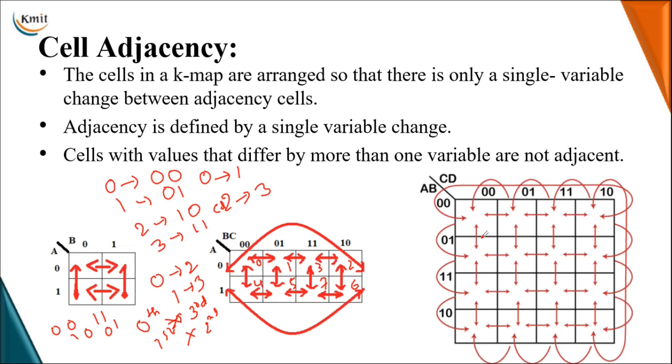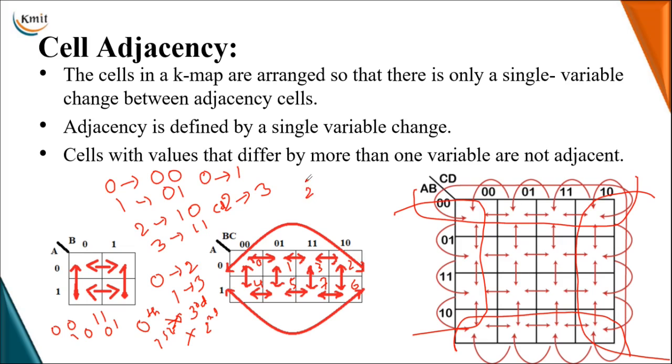The same manner applies for a 4-variable K-map. The topmost layers are adjacent to the bottommost layers, and the rightmost cells are also adjacent to the leftmost cells. So by using this adjacency method, we are going to form a big square, and with that big square we are going to minimize the function.